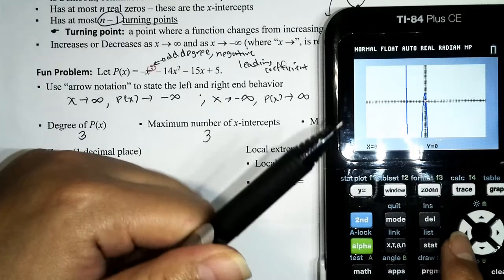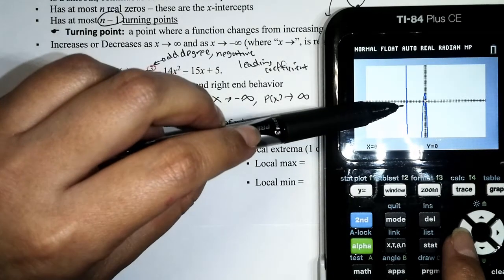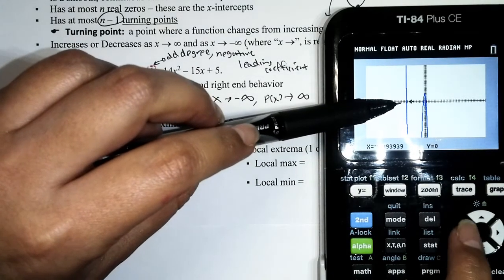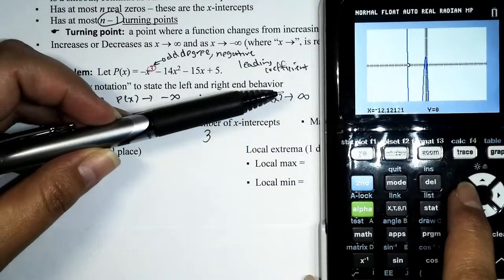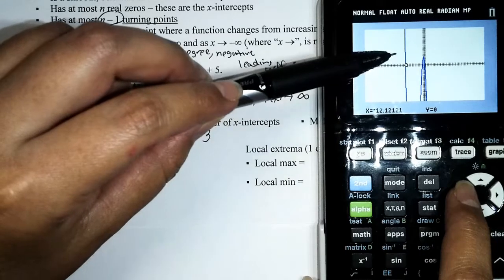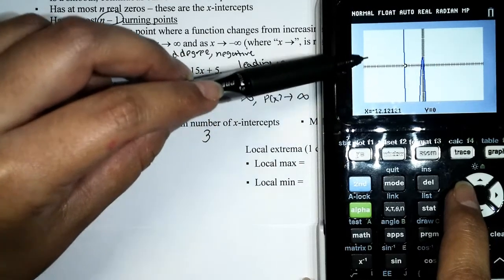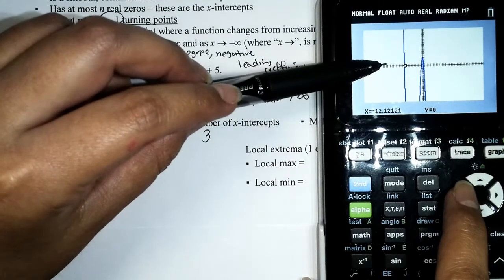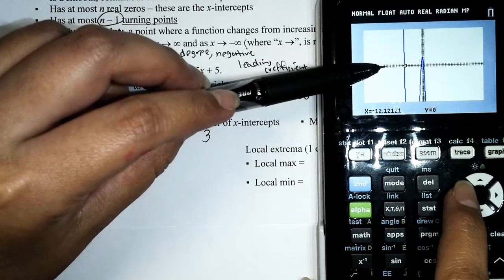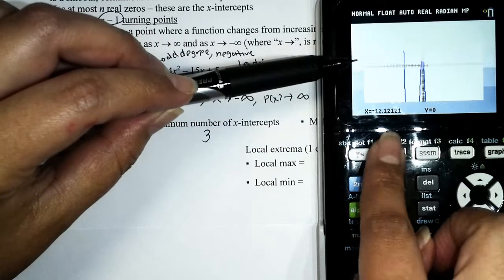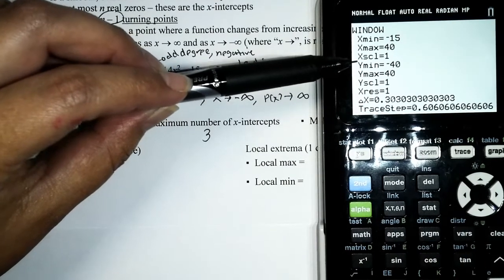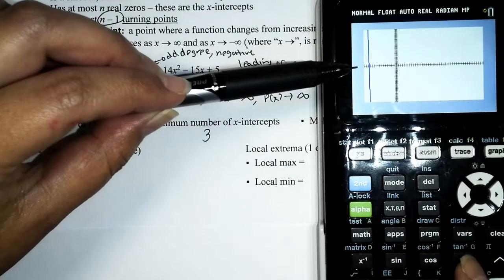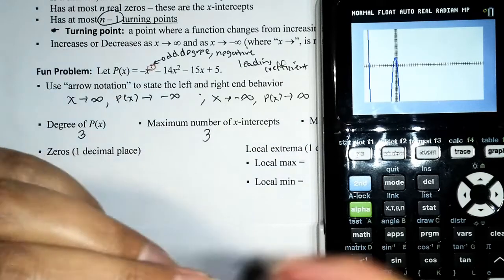I'm gonna hit the side arrows and trace it to whatever this value is, because we have to find the zeros. I'm gonna pay attention to the x value. Okay, x value is negative 12, so I'm gonna adjust the window so I don't have too much white space here. I'll adjust it to negative 15. So let's hit window, and then x minimum negative 15, and then I'm gonna go ahead and graph, and then if needed I'll adjust it on the right side.